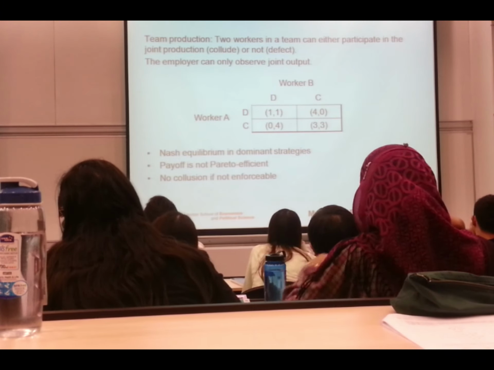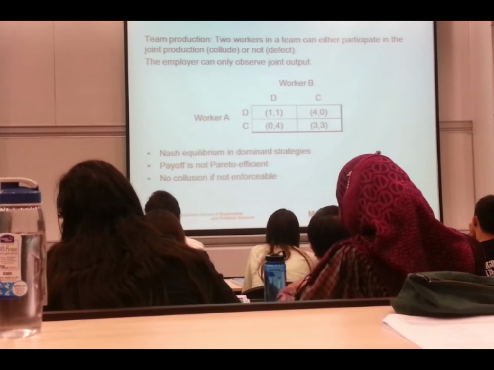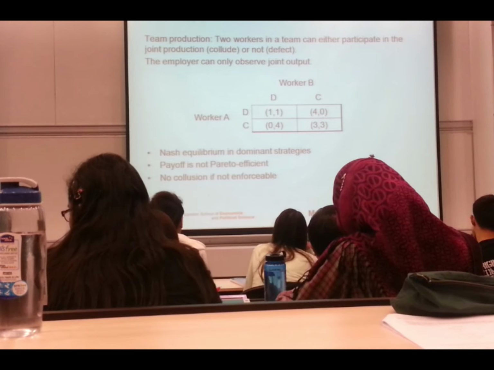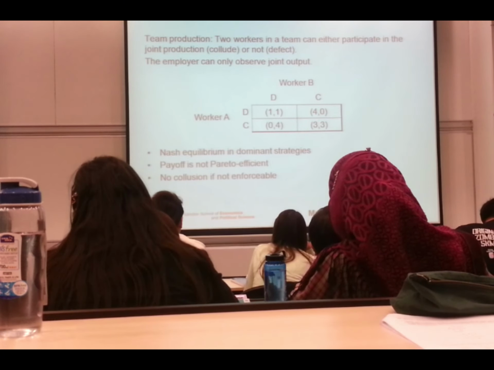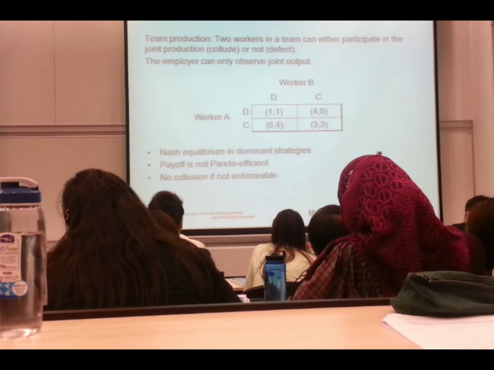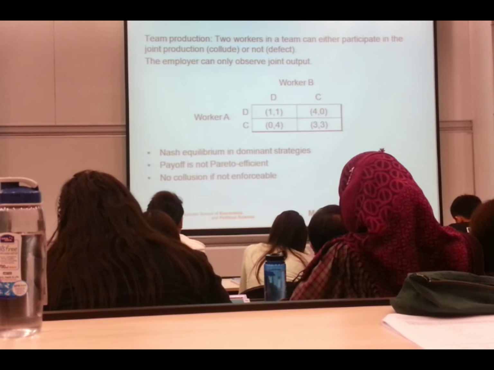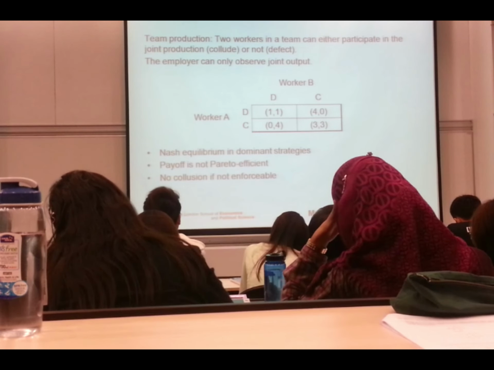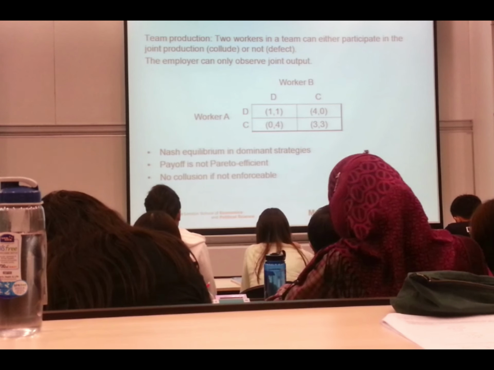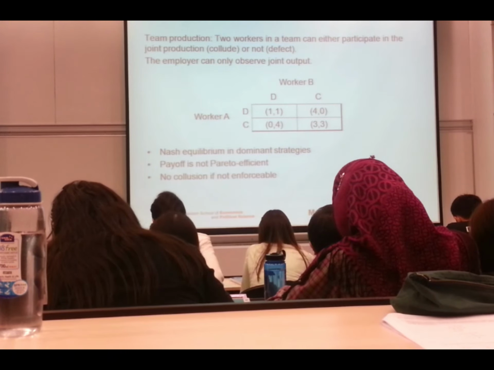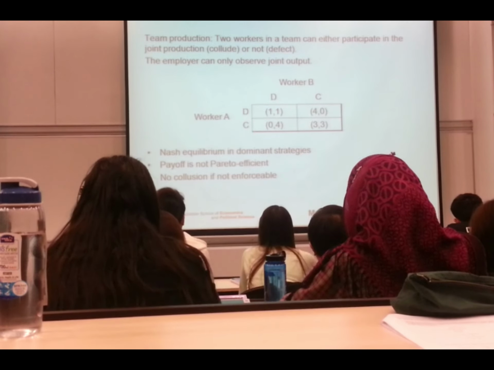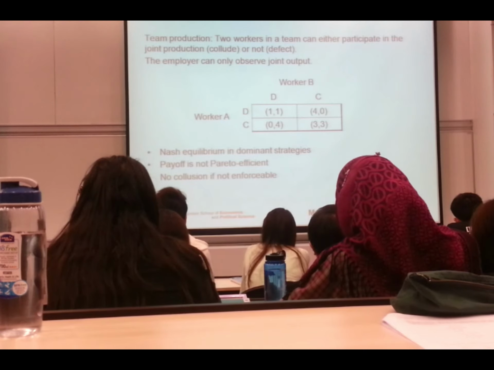We've got two workers in a team that can either pull their weight in a joint production process or not. And if they participate, we call it colluding or cooperating. If not, we call it defecting or deviating. The employer can only observe joint outputs. There's no way of proving that one person didn't work hard and the other one did. So this is basically how it looks. We've got worker A and worker B deviating or cooperating, or defecting and colluding.